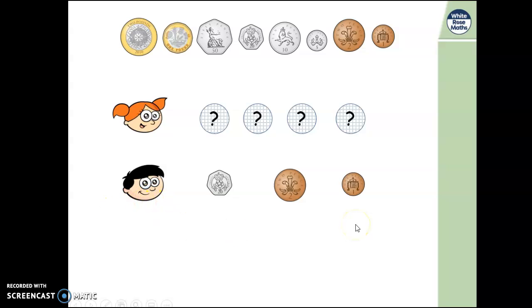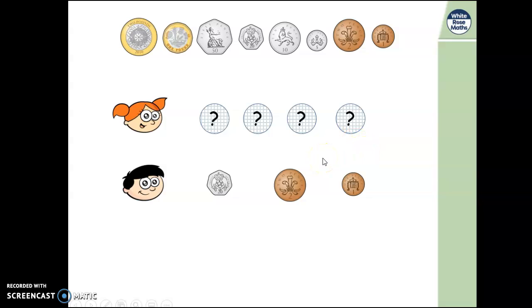Okay, so we have a question here where we have this boy here with a 20p, a 2p and a 1p, and this girl here who has 4 coins that we don't know the values of. Okay, so we need to use what we've got here to help us solve this.